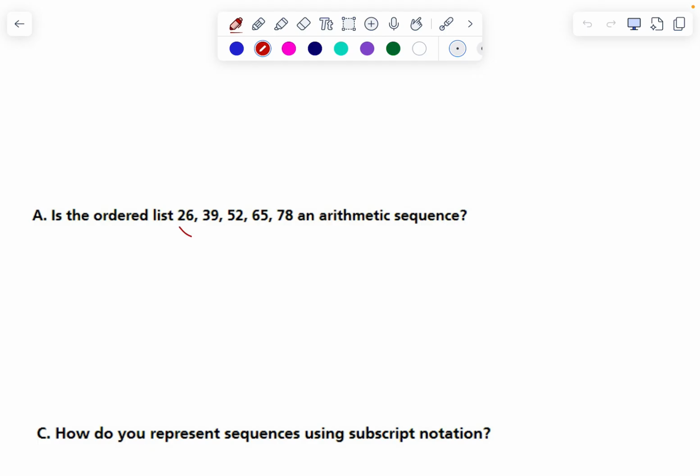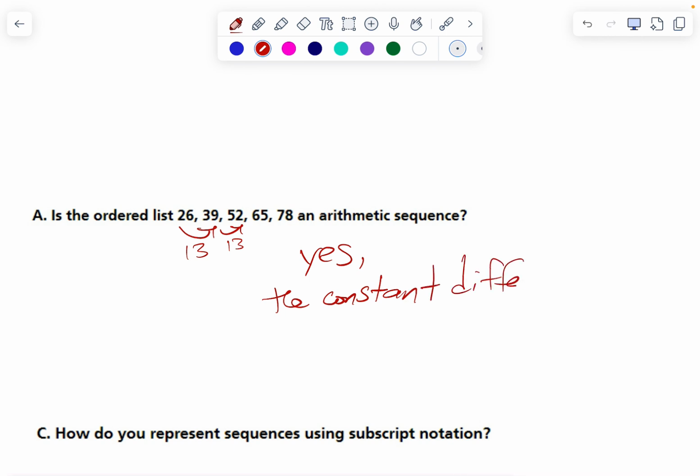Okay. What did that go up by? 13. What did that go up by? 13. Okay, etc. So yes. What is the constant difference? 13. Remember we wrote that in our definition? It's just 13. If we're thinking of it as slope, it would be 13 over 1.